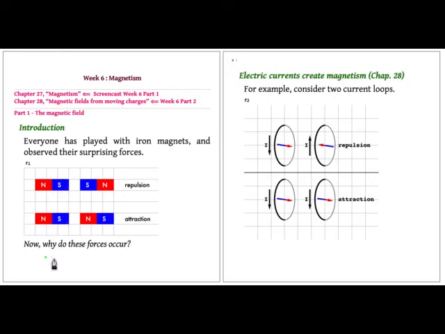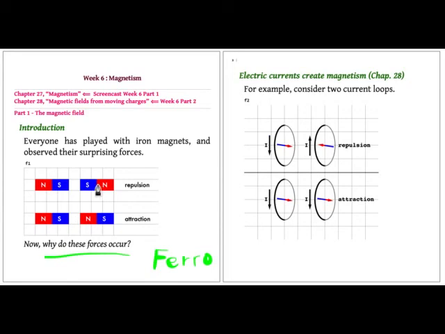Now, why do these forces occur? Certain materials can be magnetized like this. And the most common is iron. So this is called ferromagnetism. And that's the most strong kind of magnetism. But there are other kinds of magnetism as well. Paramagnetism and diamagnetism. But let's think about ferromagnets. Pieces of magnetized iron. Why do they exert these forces?